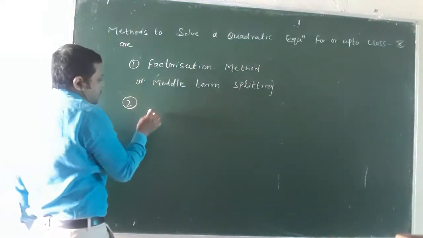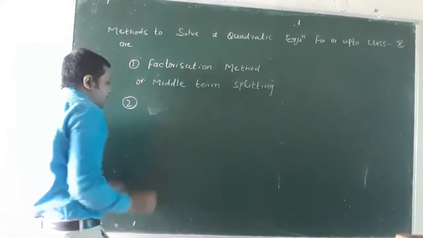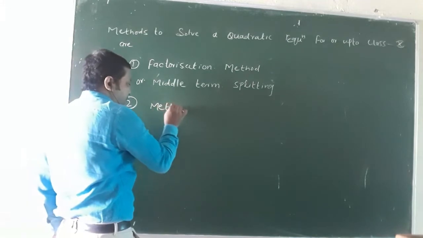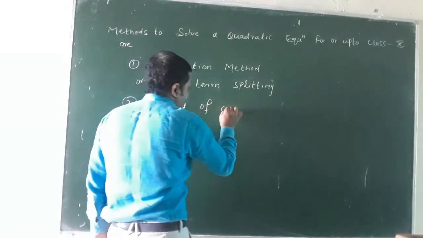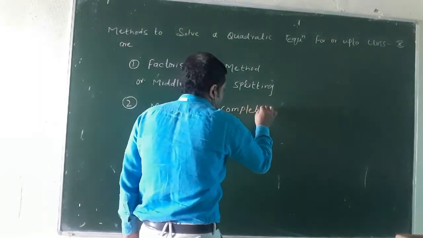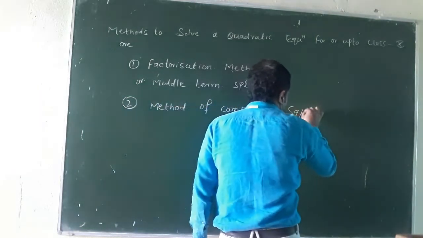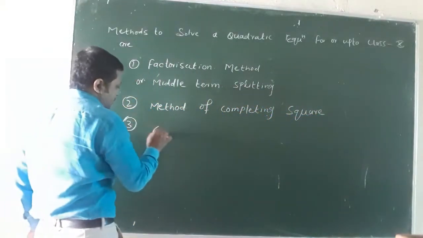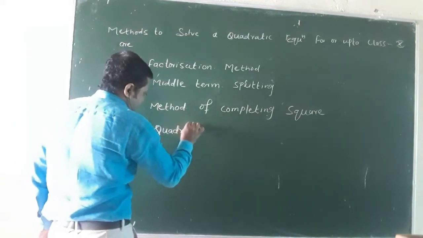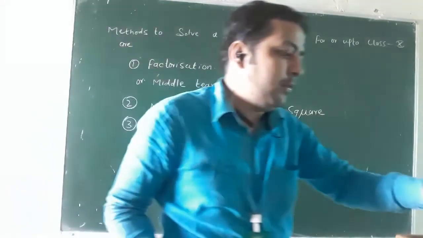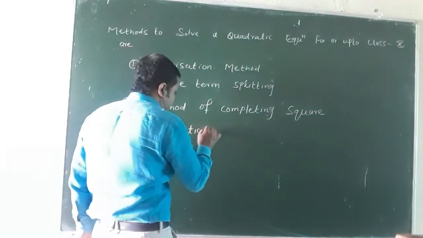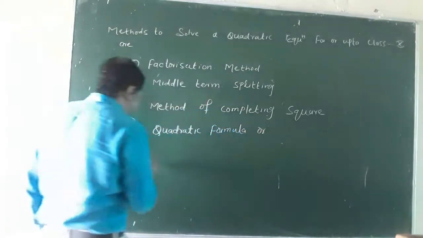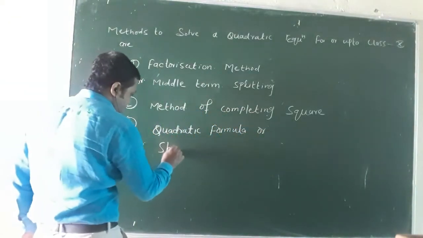Second one is called method of completing square. This is your second one. And the third one is called quadratic formula, or Sridhar Acharya rule.